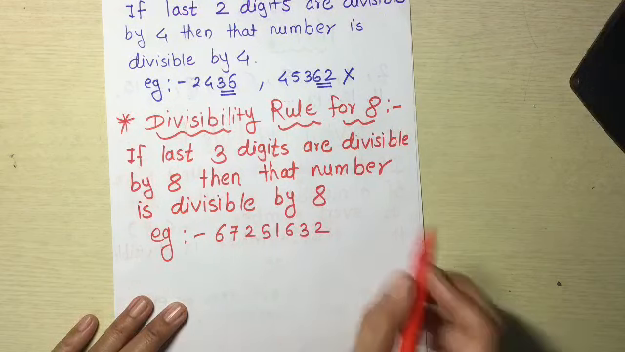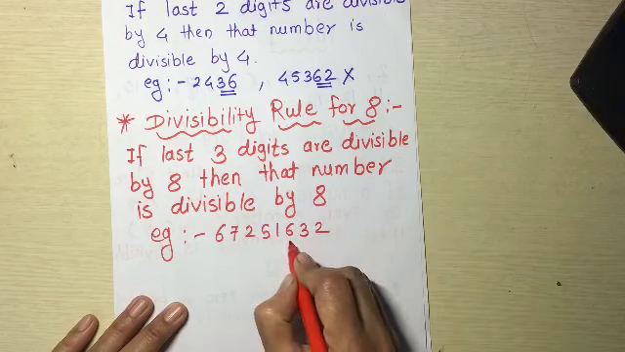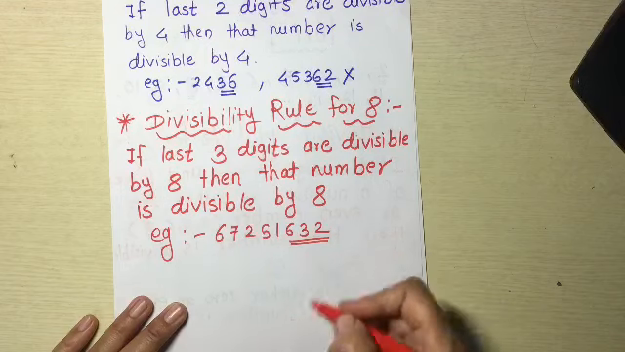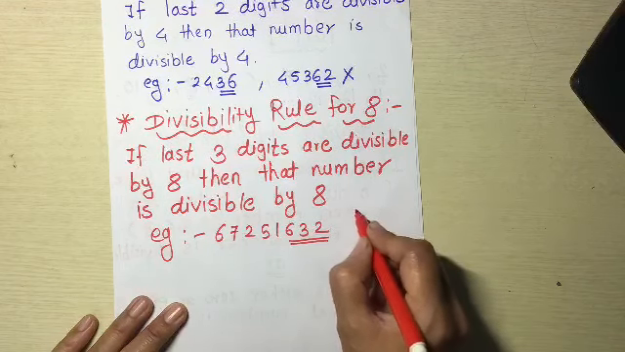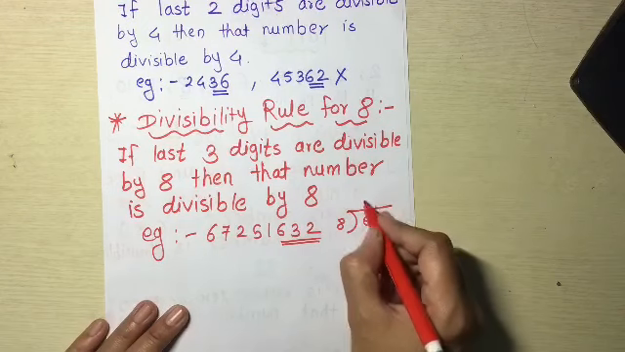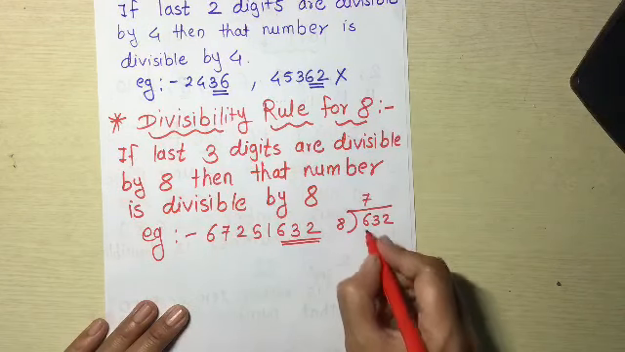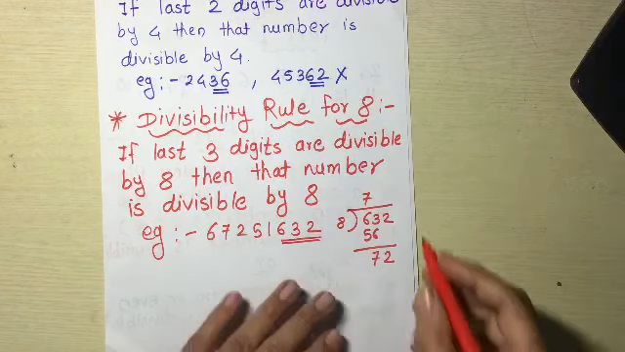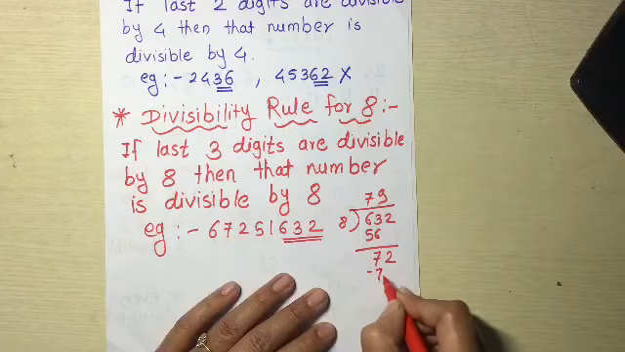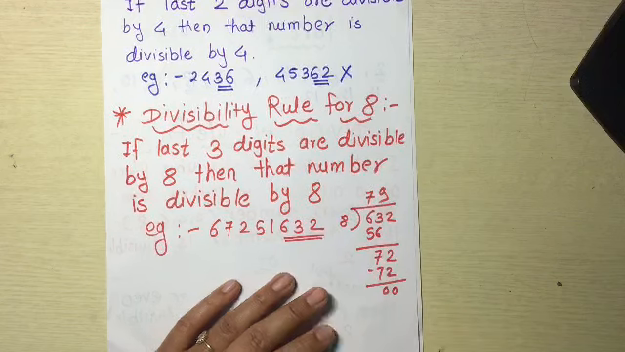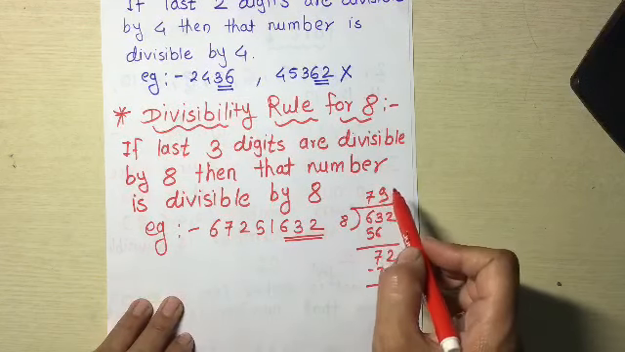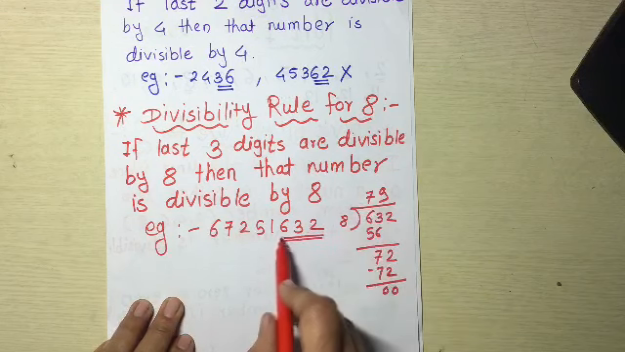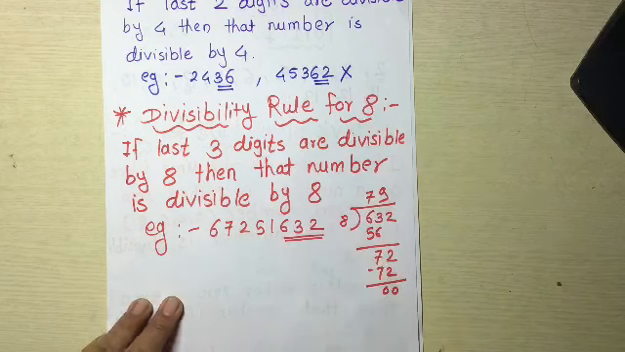67251632. Okay, so let's check whether the last 3 digits are divisible by 8 or not. So if you feel that this is a bigger number, so let's check here. 8 7s are 56. Here 7, here 2. 8 9s are 72. 0 0 means this number is divisible by 8. So simply by solving only the last 3 digits you can say that this number is divisible by 8.